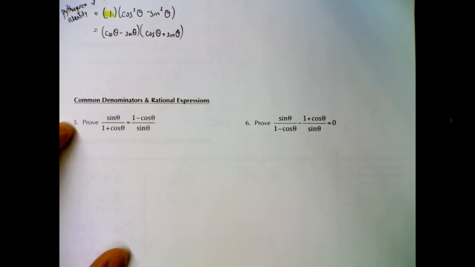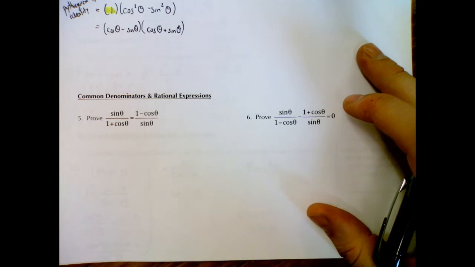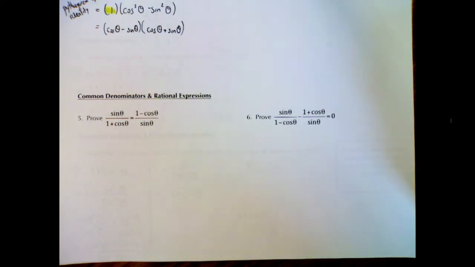One more set here. Common denominators and rational expressions. Well, here's two more identities. I'm going to do one and then give you a hint on how to do the other. I'm going to do the first one and I'll give you a hint on how to start 6. And if we don't finish 6, that's okay. We can try it in class.